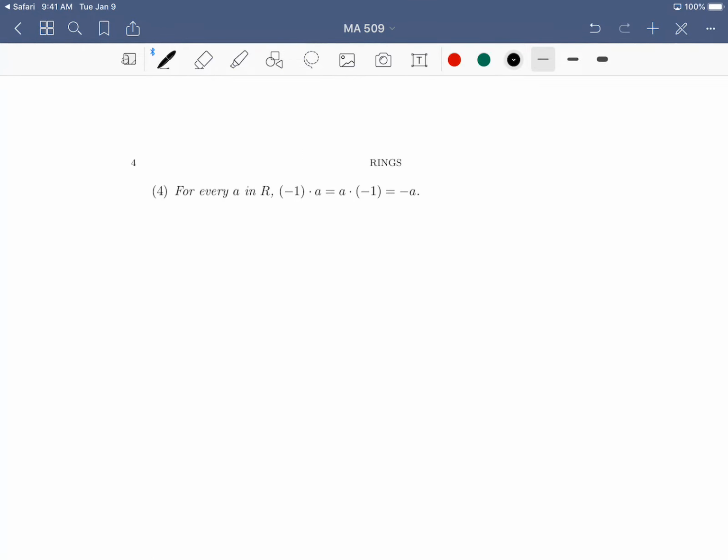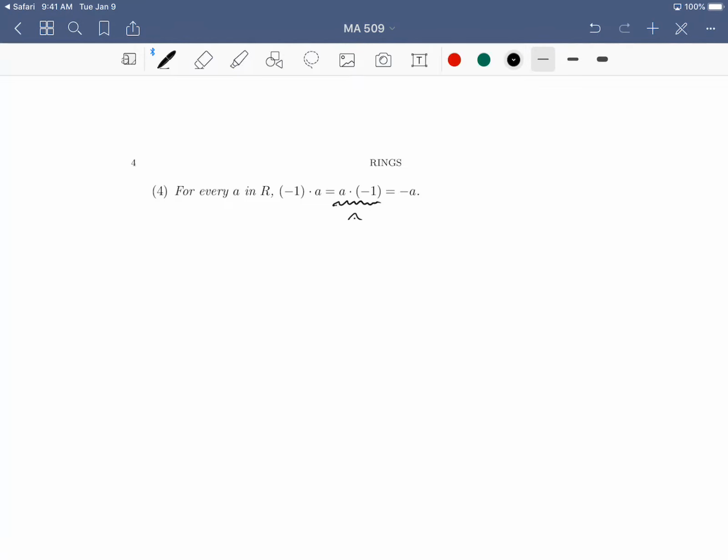All right, here's one more. So we're going to do 2 more total. For every a, minus 1 times a is equal to a times minus 1, which is equal to minus a. This, again, looks like maybe it's not saying anything, but we're going to think about this carefully.